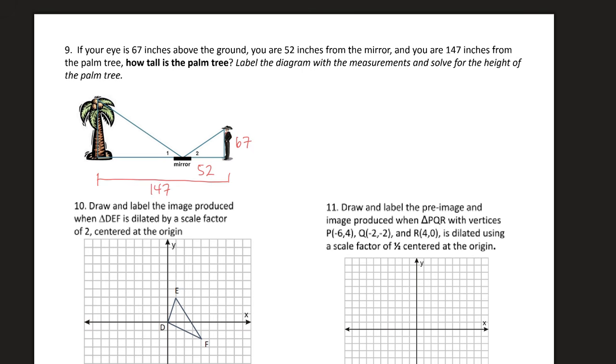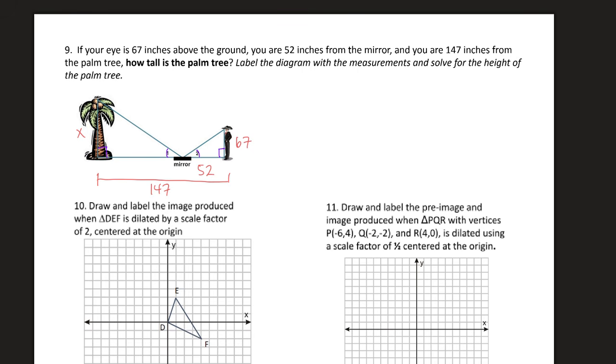We want to know how tall is a palm tree. Okay, well, here we have two triangles that are similar. We know that the angle that the tree and the person makes with the ground is 90 degrees. And then the angle coming off the mirror is also going to be the same. So these are similar by angle, which means we can set up a ratio here.